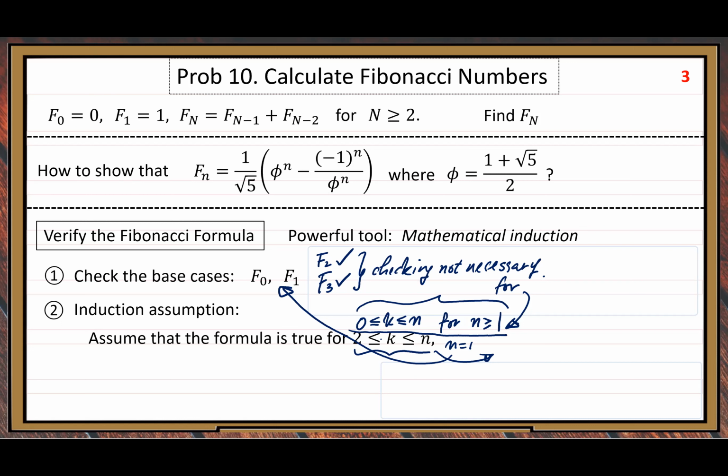Because if you do not check F2, then your assumption could be empty. No such k would make it true. So for this version, F2 checking is necessary.